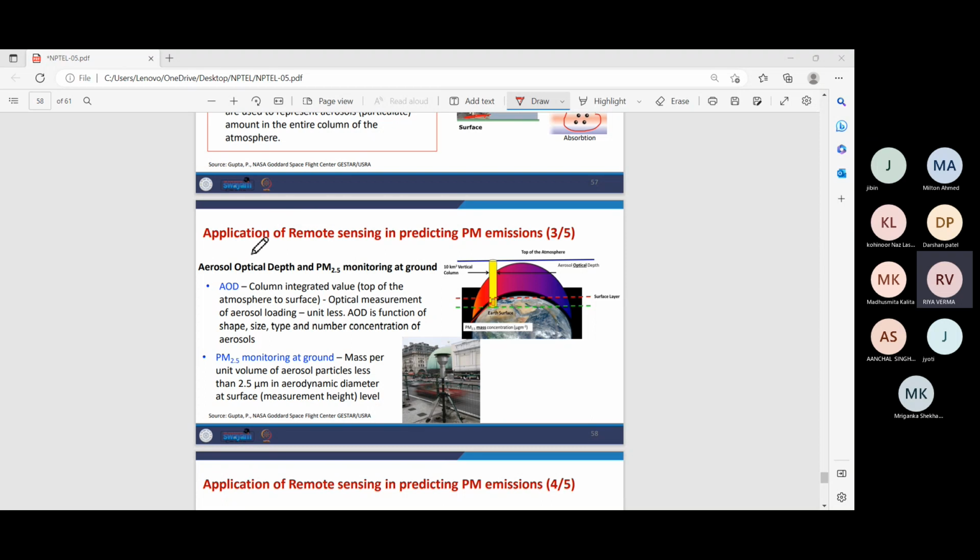So AOD is a column integrated value, from the top of the atmosphere to the surface, an optical measurement of aerosol loading, unitless. This AOD is a function of the shape, size, type, and number concentration of aerosol, as explained, because these will affect the absorption and scattering, and thus AOD will be a function of these parameters.